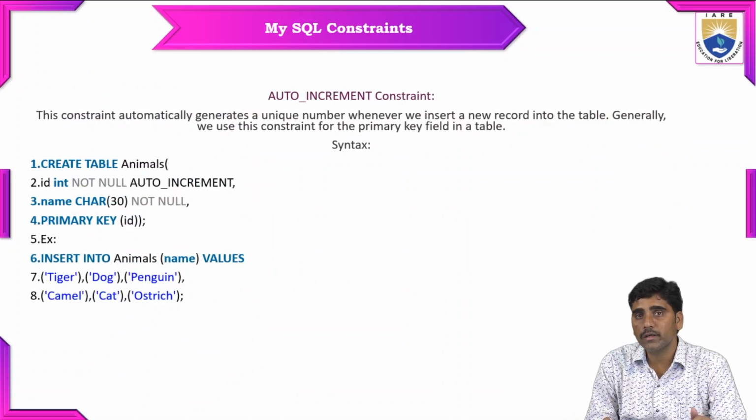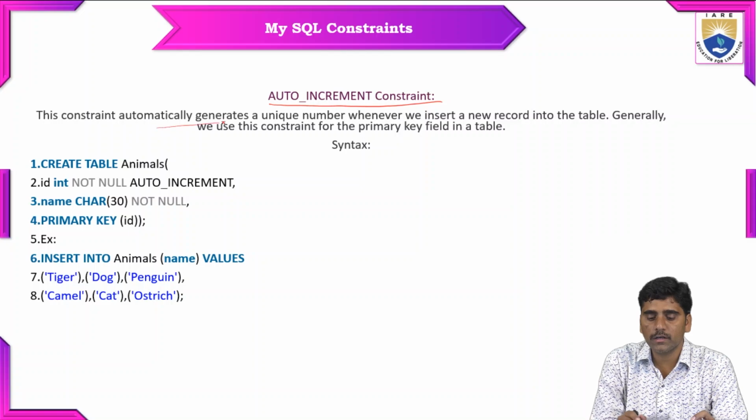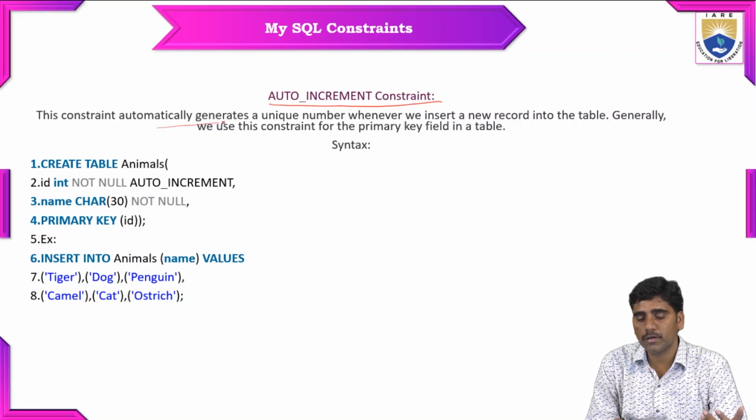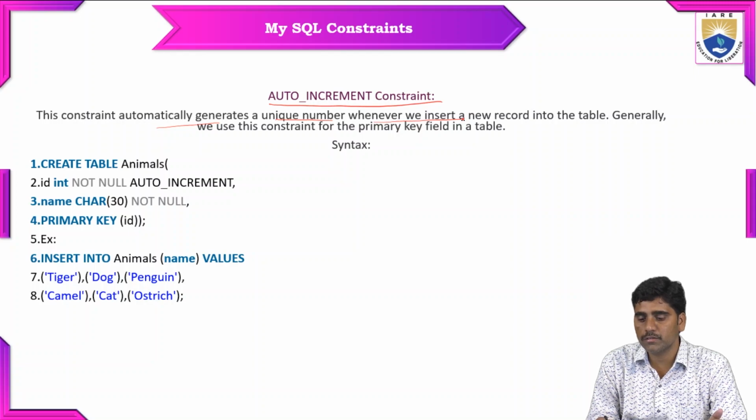And next one, auto increment constraints. This constraint automatically generates a unique number whenever we insert a new record into the table. Automatically it generates a unique number.